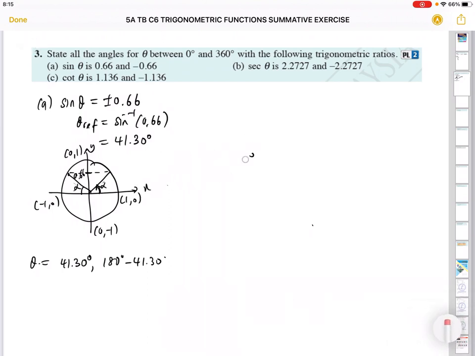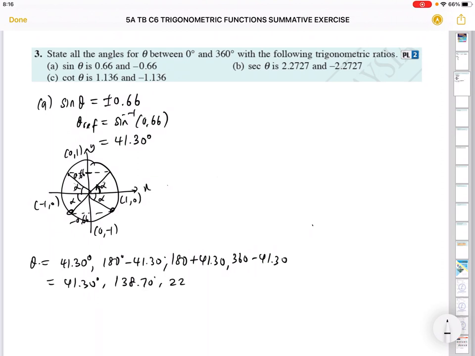If I want negative 0.66, then I will consider quadrant 3 and quadrant 4, right? This is negative 0.66. Sine, remember, is your y coordinate. Look at your y coordinate. If your reference angle is here, again, alpha is 41.30. Over here, alpha 41.30. We have to take 180 plus 41.30 for quadrant 3, and last one, 360 minus 41.30. And with that, I will have 4 answers. First one, 41.30. Second one will be 138.70. Third, 221.30. Lastly, 318.70.